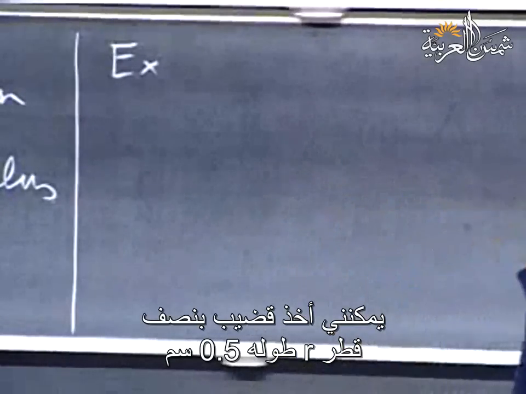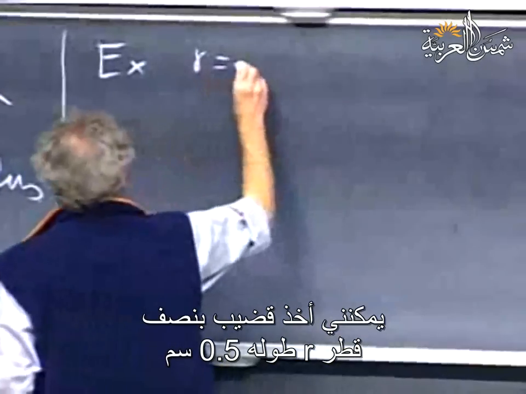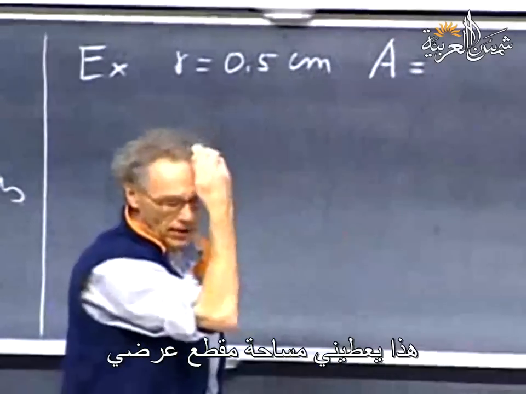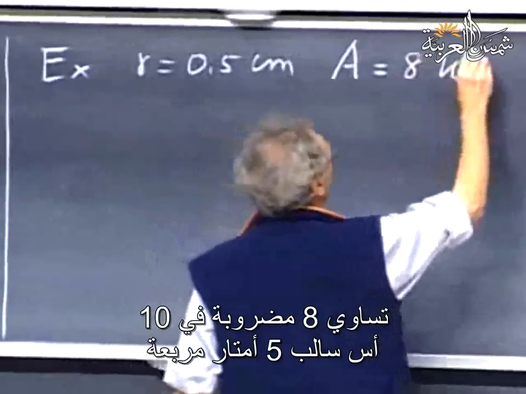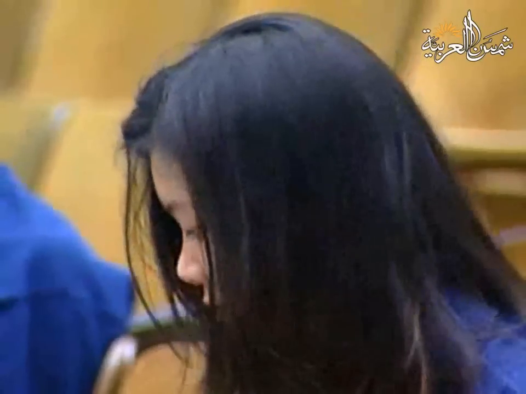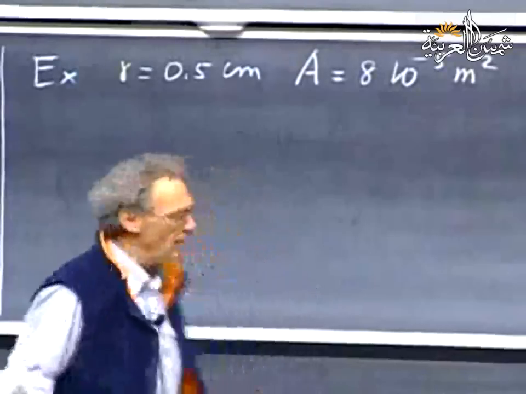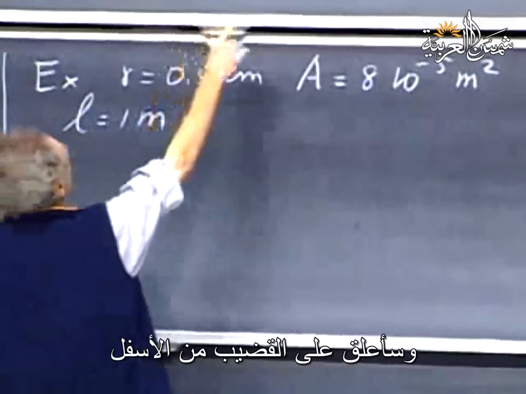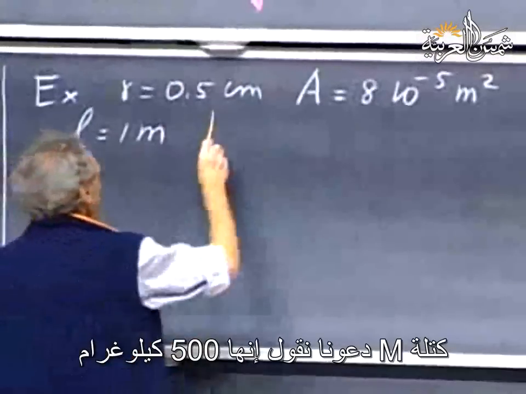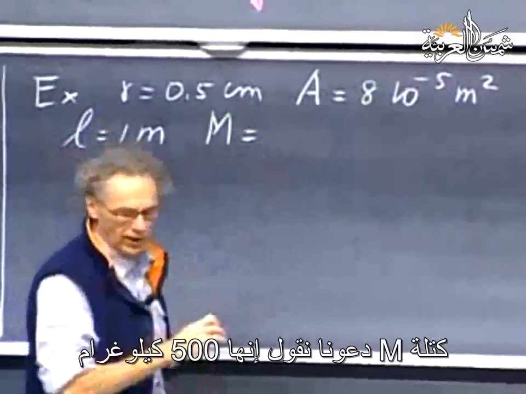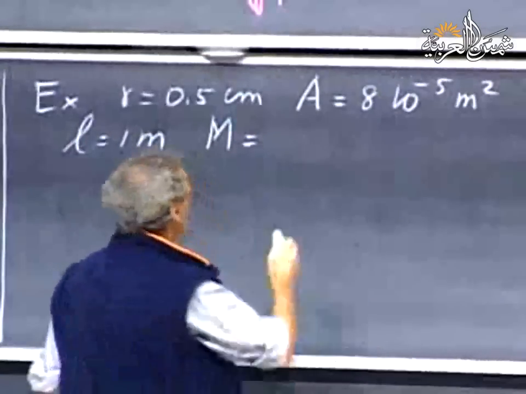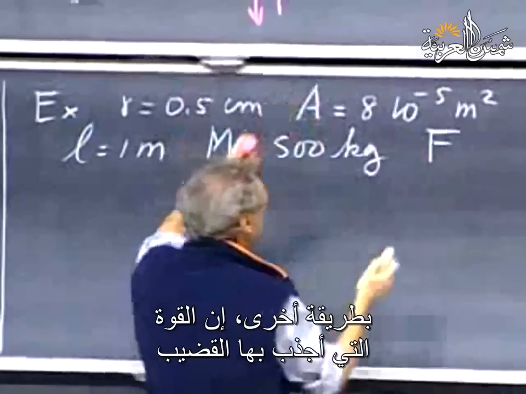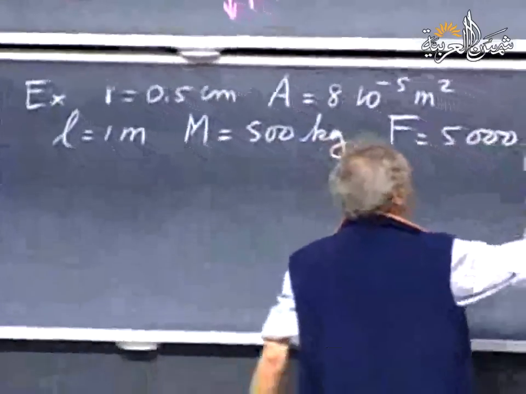I can take a rod with a radius r, which is 0.5 centimeters. That would give me a cross-sectional area of 8 times 10 to the minus 5 square meters. I make it very simple. I make the length 1 meter. And I hang on the rod at the bottom a mass M, which let's say is 500 kilograms. In other words, the force which I pull on the rod is about 5,000 newtons.